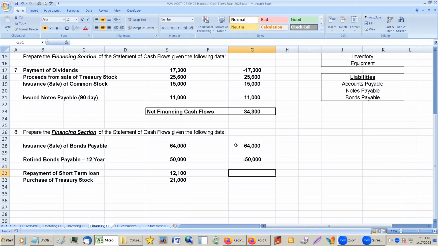Repayment of short-term loan. Okay, if this is a short-term loan and not like an accounts payable, but an actual loan, and usually if you pay interest on it, usually it goes in the financing section as a good rule of thumb. So repayment of the loan, plus or minus? Minus. Minus. And purchase of treasury stock. Plus or minus? Minus. Minus.